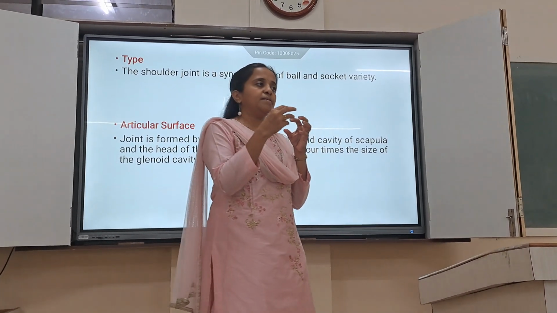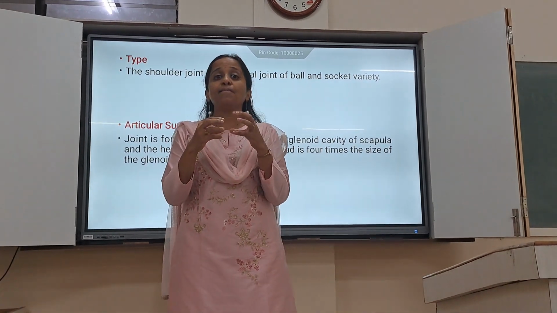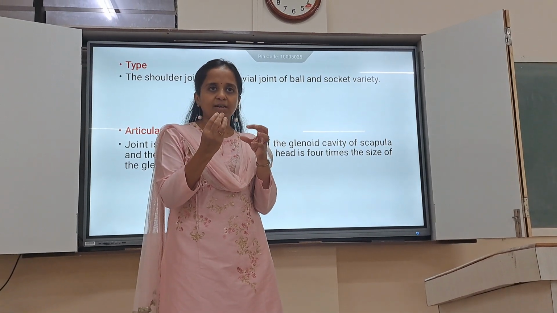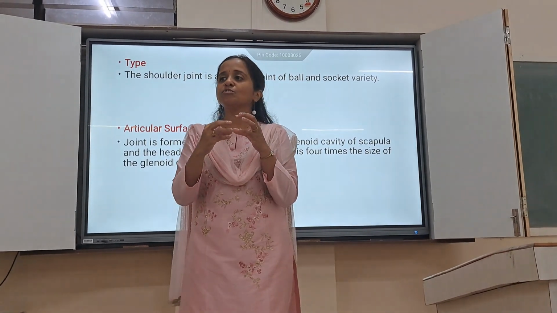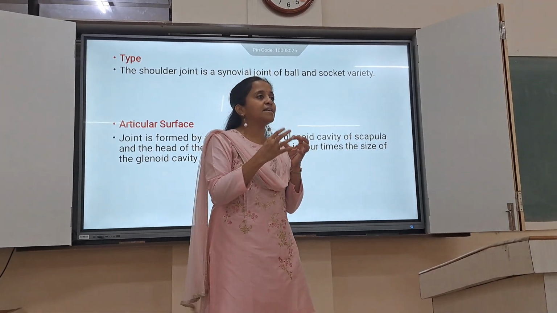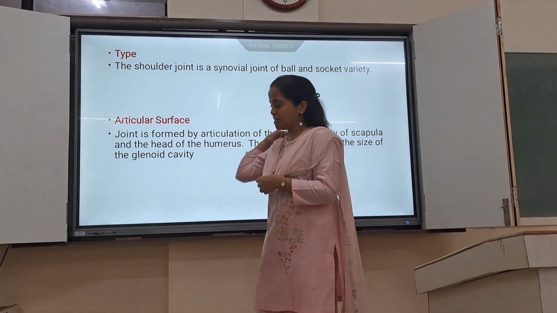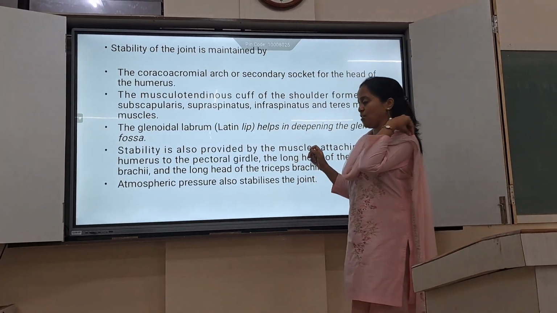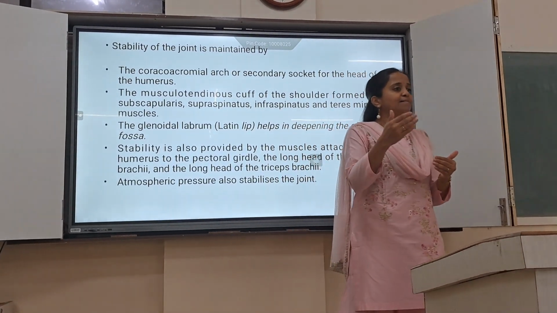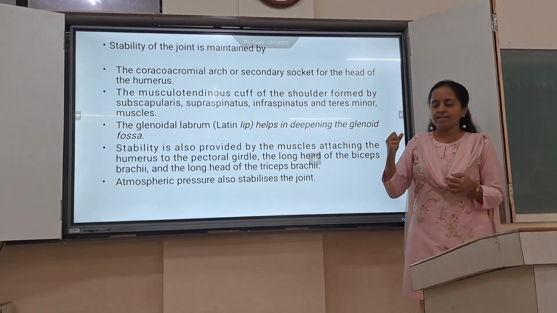So the basic problem here is the stability of the joint. Since the socket which is formed in this ball and socket by the glenoid cavity is not sufficient in size, as well as not sufficient in terms of its depth to hold the head of the humerus, certain things are present which help to boost its stability or the strength of the joint.